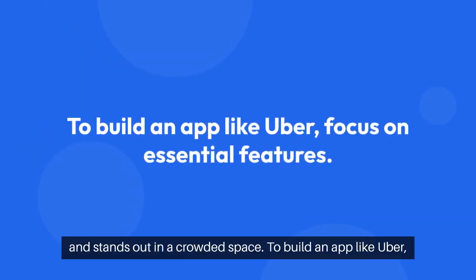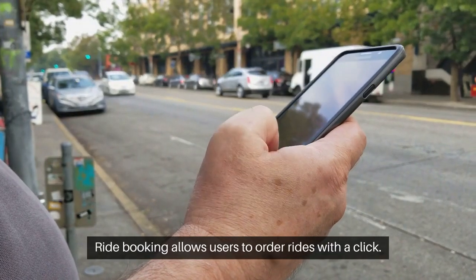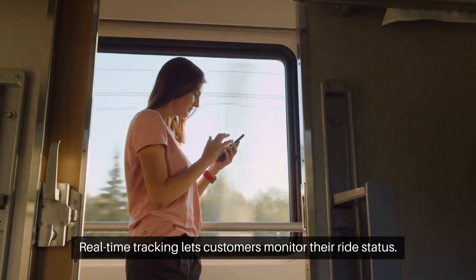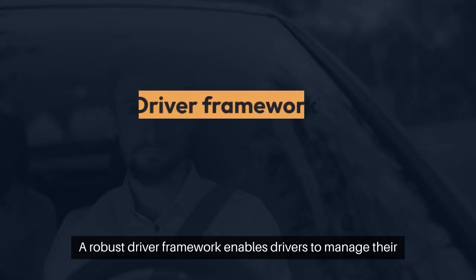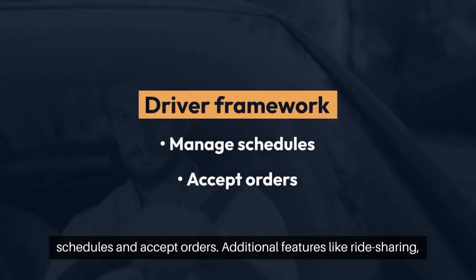To build an app like Uber, focus on essential features. Ride booking allows users to order rides with a click. Real-time tracking lets customers monitor their ride status. Payment integration should support various methods like PayPal, credit cards, and cash. A robust driver framework enables drivers to manage their schedules and accept orders.